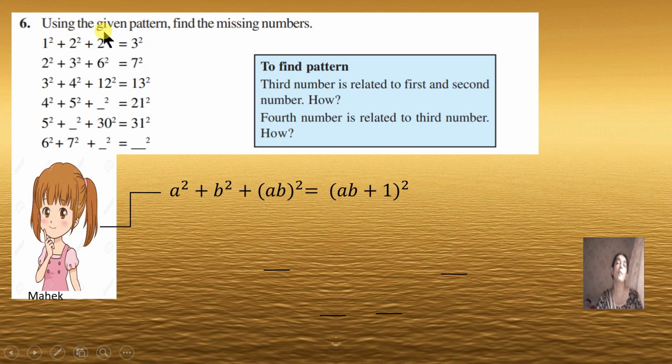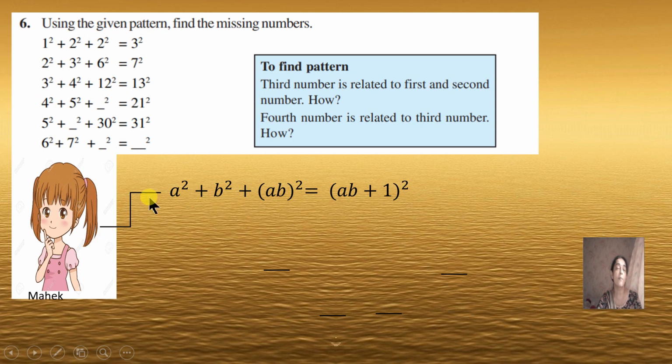And the fourth number will be 1 more than the third number. So here it is 2, so 1 more is 3. Same way here, 2 into 3 is 6 and 1 more is 7. 3 into 4 is 12 and 1 more is 13. So this is how we are going to fill the rest.